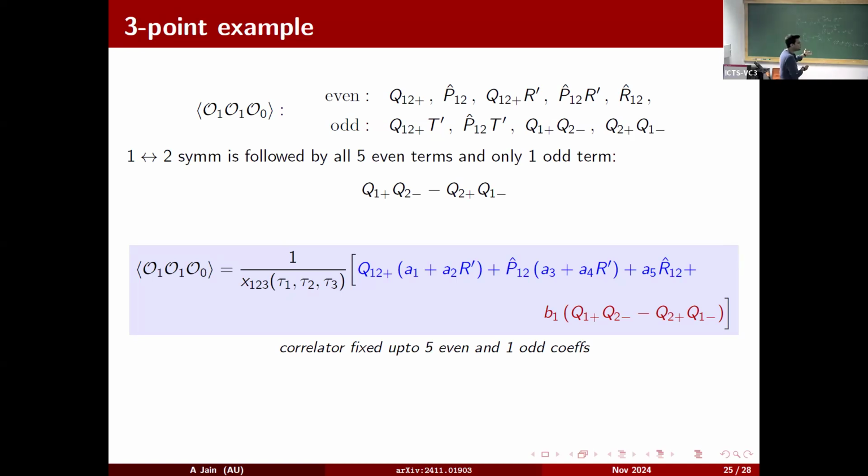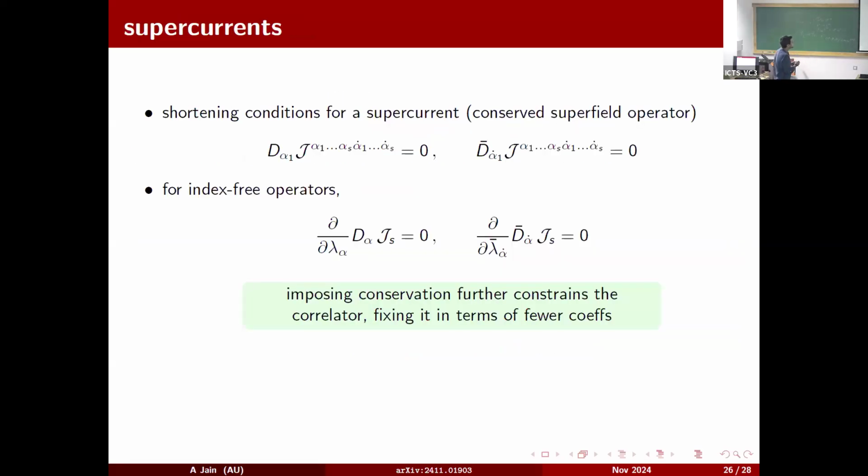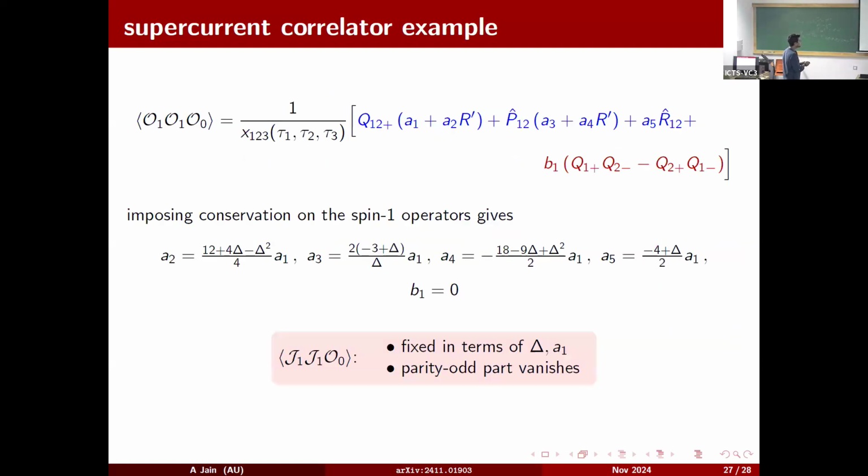And now again, we can do this analysis, and we have done this analysis for as many correlation functions as you want and to whatever spin you want. And you'll have the number of structures that the superconformal symmetry constrains this correlator to. Okay. And on top of that, we can also try and see what happens when we have supercurrents in the correlator. And so we apply the shortening condition or the conservation condition, again using the lambdas as well. And so this is what we get.